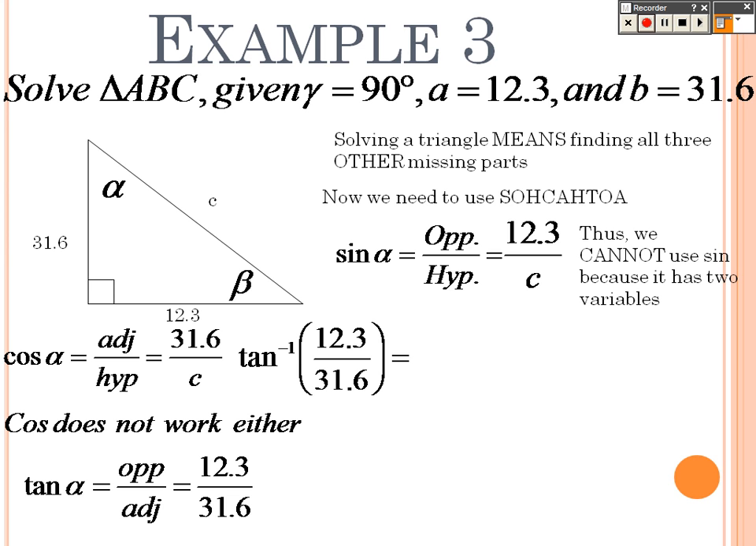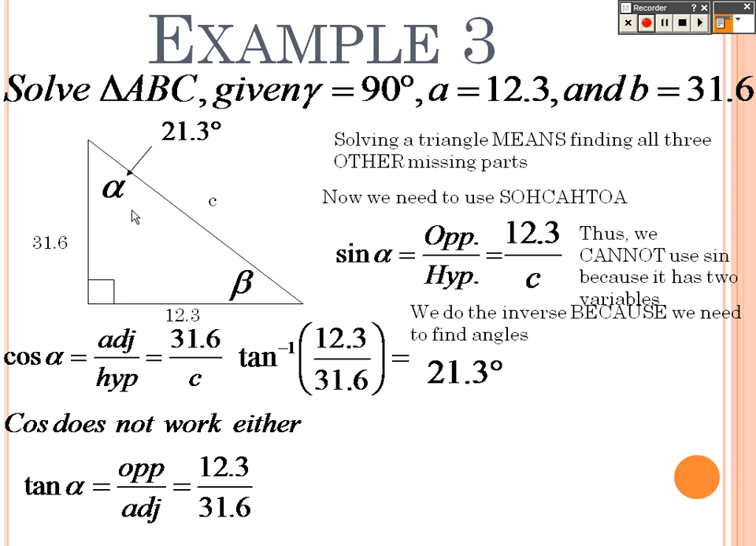But here is what you need to keep in mind. To solve this, it's called inverse tangent because we don't know what the angle is. We're trying to find the angle measure. Whenever you're trying to find an angle measure, it's to the -1. So that's why it's inverse tangent, tan to the -1. So inverse tangent will be 12.3 over 31.6. So inverse tan of that, we end up getting 21.3 degrees. So alpha is 21.3 degrees.